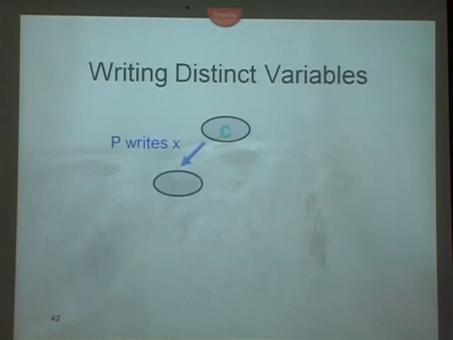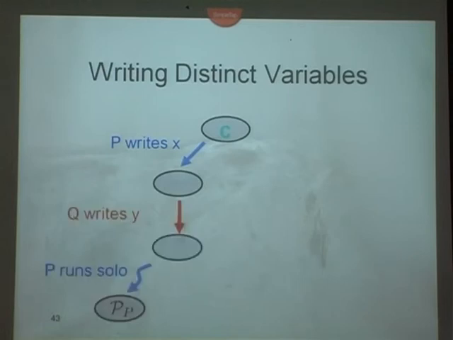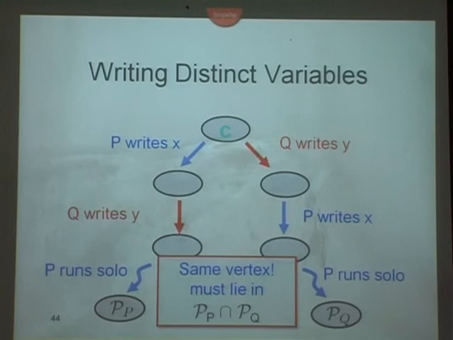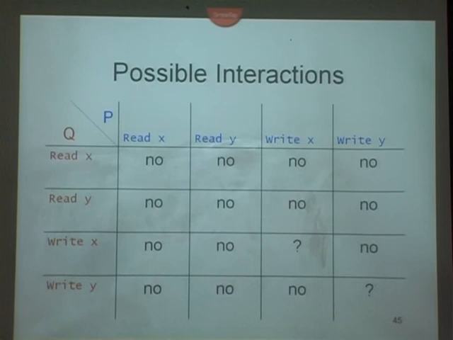So there's one execution where P goes first, it writes X. Q then writes Y, and P runs by itself, and then it halts with the view. We could do it the other way around, and P runs by itself. And what happens is that, again, these things look exactly the same to P. So it's the same vertex, and that vertex has to lie in the intersection. So there you are. So we're narrowing things down.